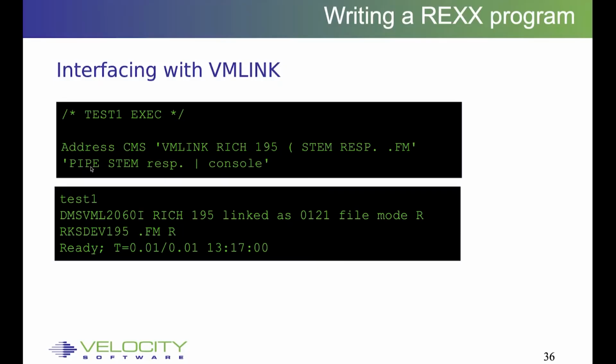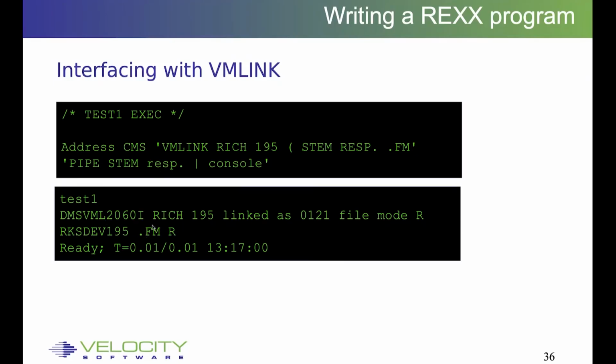And then all I'm going to do in this case is I'm going to use the stem driver to display the stem contents onto the console. So the RESP stem gets returned from vmlink, and I'm going to display the contents of it on the console. So when I run my test, this is a standard message that gets issued by vmlink, and this is the contents of the stem. It's just one line.